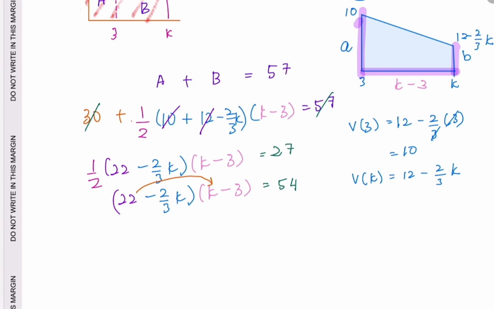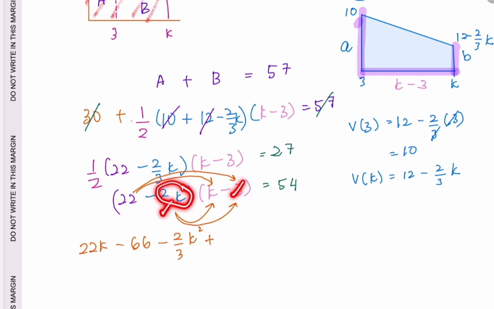22 times k, and that is 22k. 22 times negative 3, negative 66. Negative 2 over 3k times k, negative 2 over 3 k squared. Negative 2 over 3k times negative 3. So negative and negative meets, it's going to be positive, and then 3 will be cancelled. What's left is just positive 2k equal to 54.